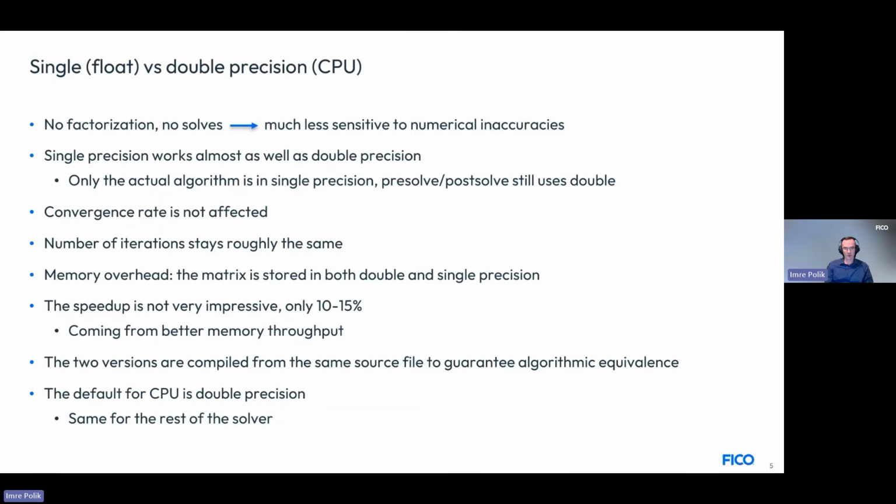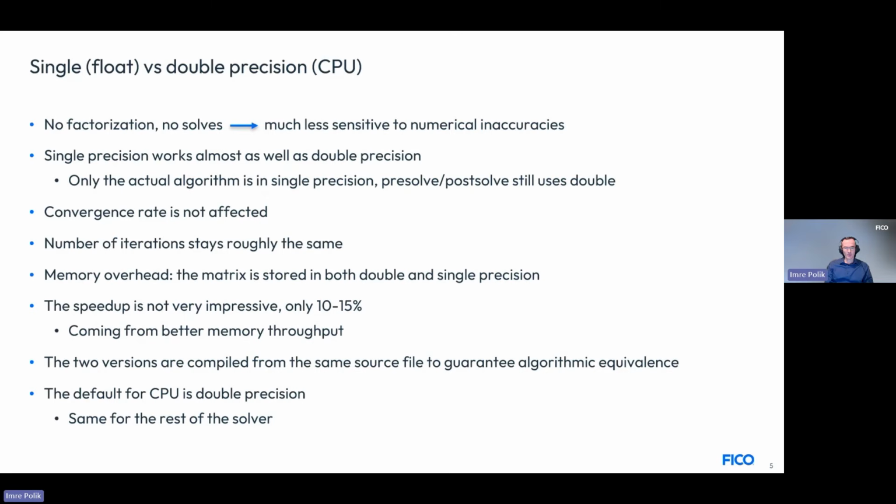faster CPU operations. It's very important that the two versions of the algorithm are compiled from the same source file to guarantee that the two algorithms are equivalent, and so we don't have to worry about the two versions diverging over time. And if the numbers in the matrix are quite nice, we have actually observed a few cases when the single precision and the double precision solution paths are actually the same, which we were quite surprised about.